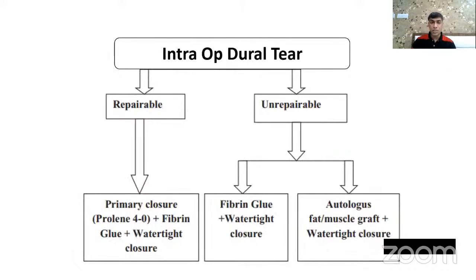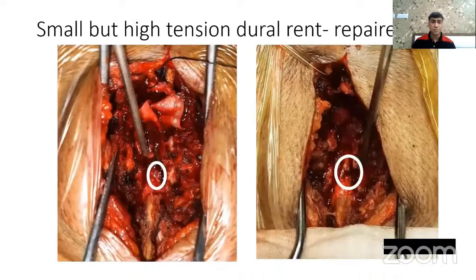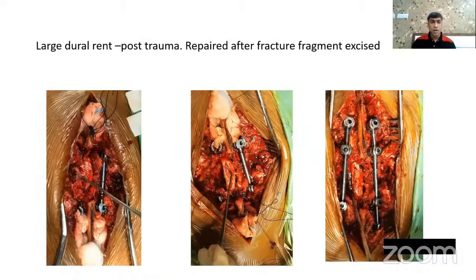So once there is a dural tear, check if it is repairable or unrepairable. If repairable, go for primary closure, and the rest can be added on. If it is unrepairable, fibrin glue is an option. Have a watertight closure, or we can use an autologous muscle fat graft and have a watertight closure. Now in this case, a small rent is seen. This happened during the surgery, in the middle of the procedure. So a suture was taken, as seen in the picture on the right, and the rest of the procedure was completed.